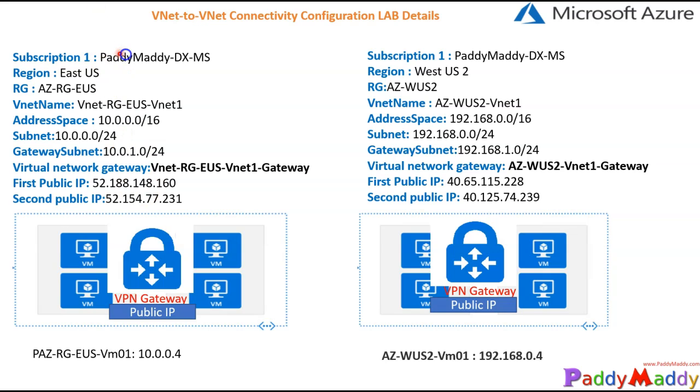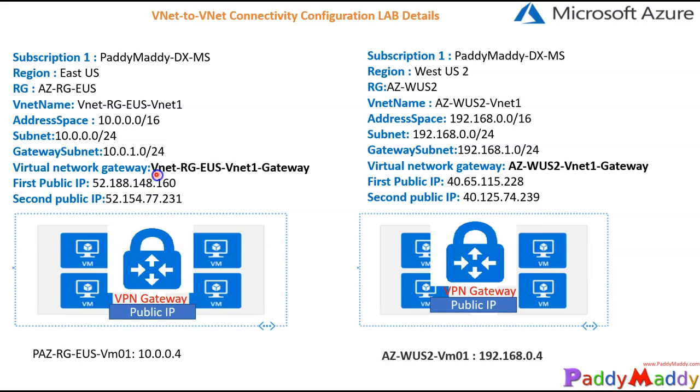Let's say I have a subscription called Paddy Maddy DXMS, and within this I have a region called East US. Within this East US, which is on the left side of your screen, I'm going to create a VNet called VNet1, with an address space of the 10 series. Before we introduce a VPN gateway, we need to create something called a gateway subnet, as we talked about in the previous lecture. So we are going to create a gateway subnet, and also a VPN gateway.